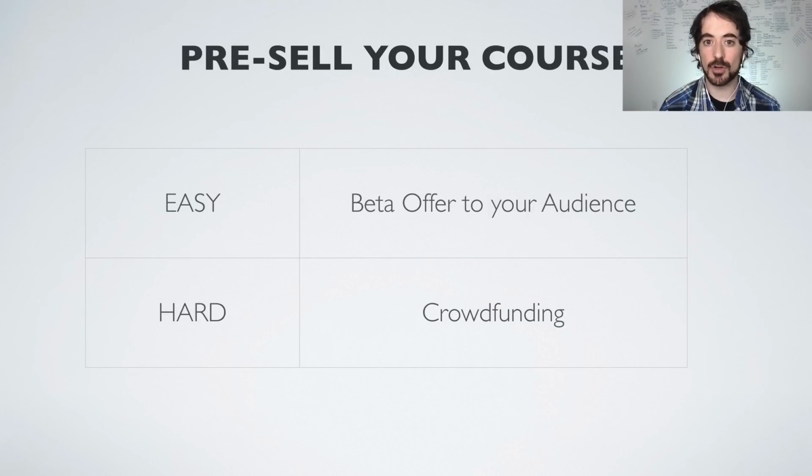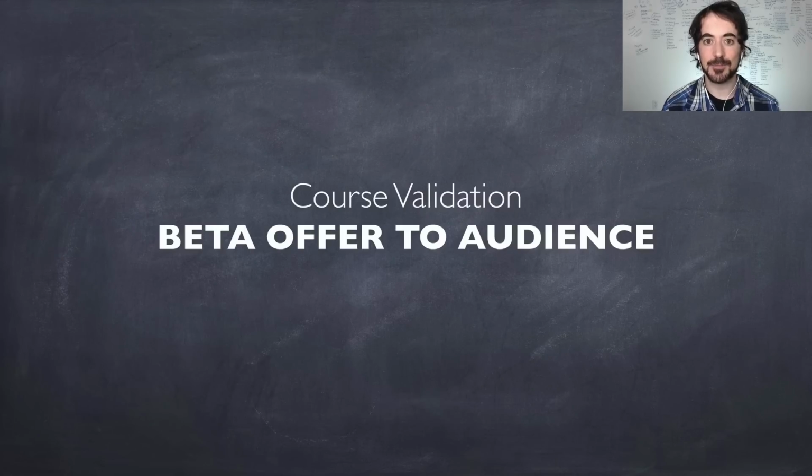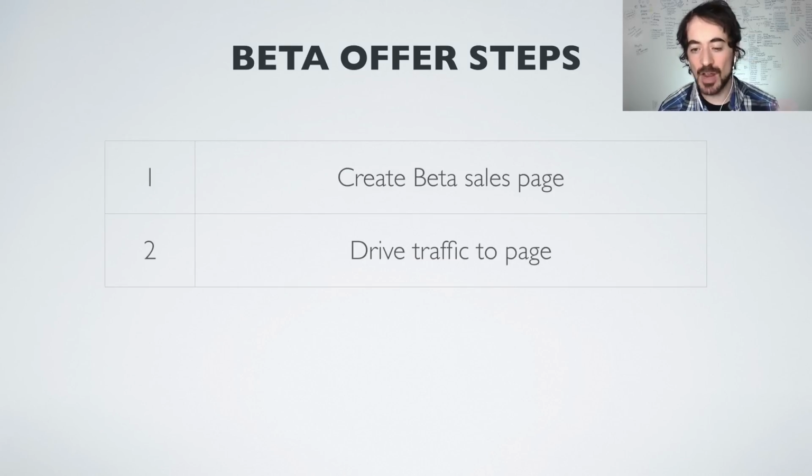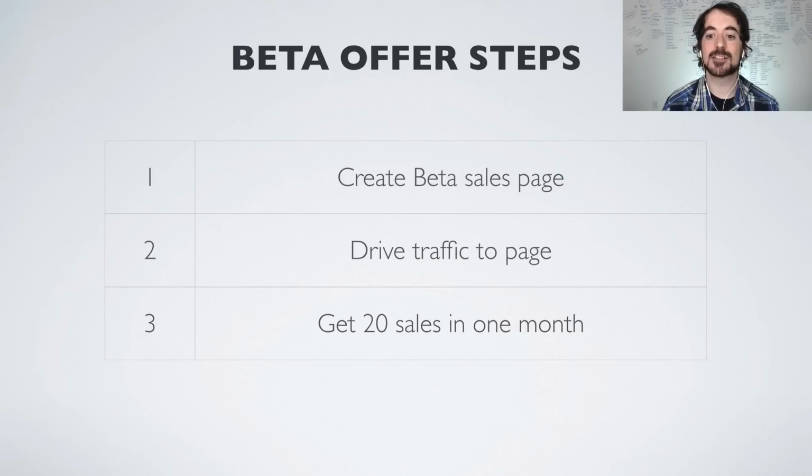Now, for the beta offer to your audience, this is exactly how it works. You're going to create a sales page, then you're going to drive traffic to the sales page, and you want to get at least 20 sales in 1 month. This is somewhat of an arbitrary number, but this is exactly what I did in 2010, when I released my first course, How to Create an Awesome Demo Video. What you want to have is at least some validation of people buying your course. And this cannot be your friends, your mother or your sister, your brother. 20 people that are not related to you, that are willing to open their wallets and spend their hard-earned dollars on a course that you haven't built yet.